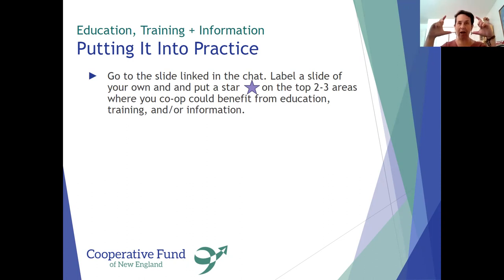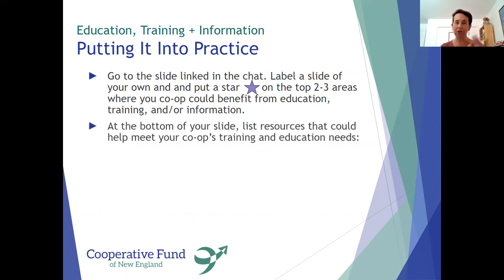And you're gonna see that graphic again of the four corner posts of power, knowledge, information. You've got a few little stars as a little gallery of stars that you can use. You just pull a star down to whatever the top two or three areas are where you feel like your co-op could benefit from training, education, and information. And then once you've identified the top areas that you'd like to focus on, think about what resources you have or need to make that training possible. And there's a space in the bottom of the slide where you can put those resources.